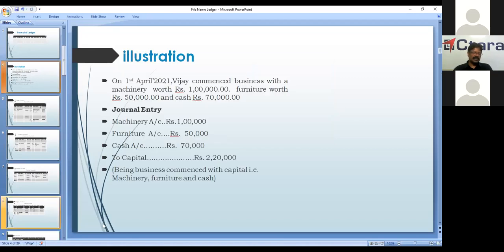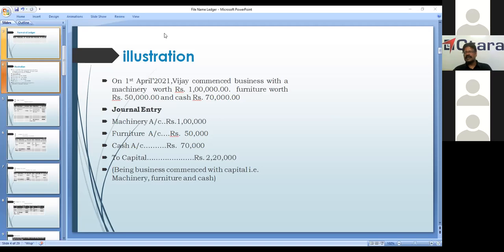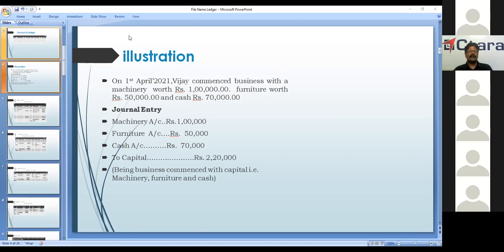If you have understood, you can speak now. You can unmute. Am I audible? Is it okay? Did you understand? Anybody can unmute and talk, please. Yes, sir. Okay, we'll go further. So this illustration is understood. I hope you have understood it all. Okay, fine. We'll go further. Yes, sir, we can understand. Okay.